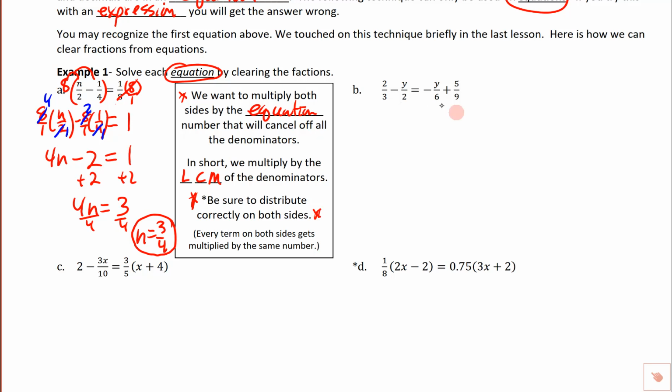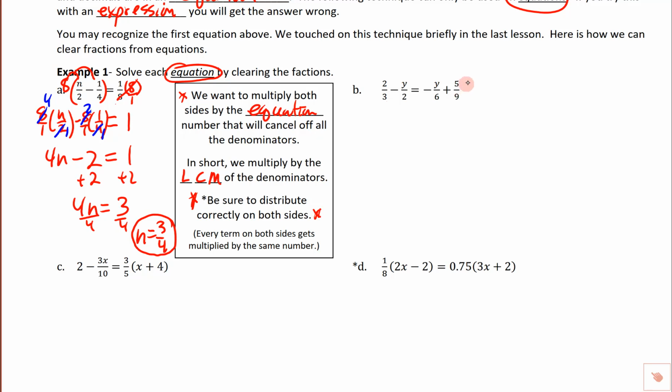So we're going to turn our attention to this guy right here, and we need to cancel off a 3, a 2, a 6, and a 9. So that might take a little bit of thought. So let's think about that for just a minute. So what would cancel off a 3 and a 2? Well, a 6 would, and a 6 would cancel this off, but a 6 isn't going to cancel off a 9, so we need something a little bit bigger.